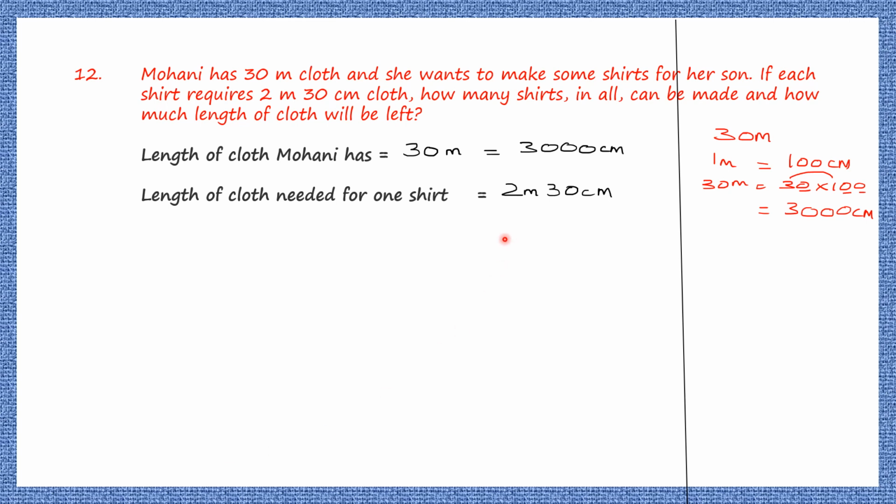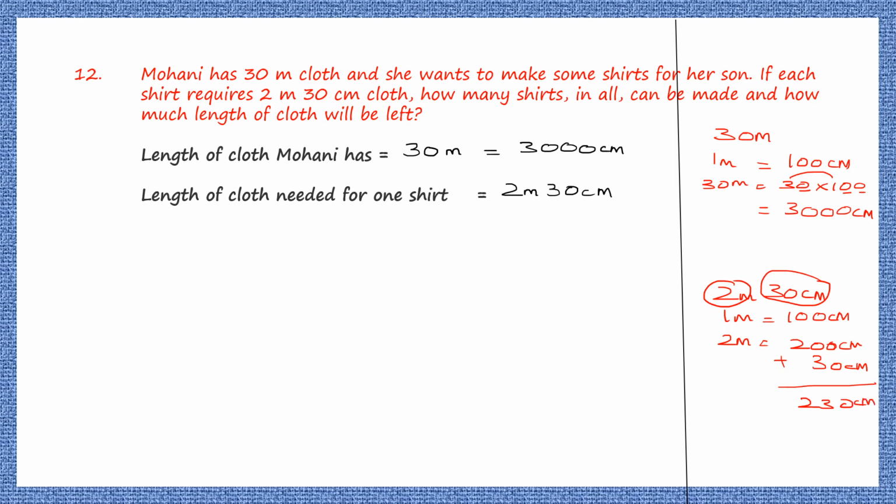Now let's take up 2 meters and 30 centimeters and convert it. So we have 2 meters and 30 centimeters. So 1 meter is equal to 100 centimeters. So let's convert this 2 meters. 2 meters will be 200 centimeters. Now this is already in centimeters. So we simply have to add it. Okay. So 30 centimeters. 200 plus 30 is 230 centimeters. So we've got that 230 centimeters. So length of cloth needed for one shirt is 230 centimeters.